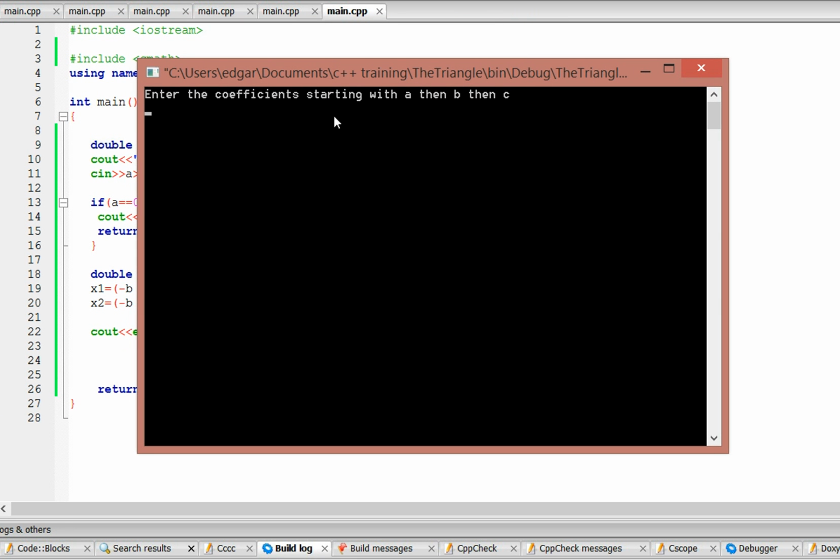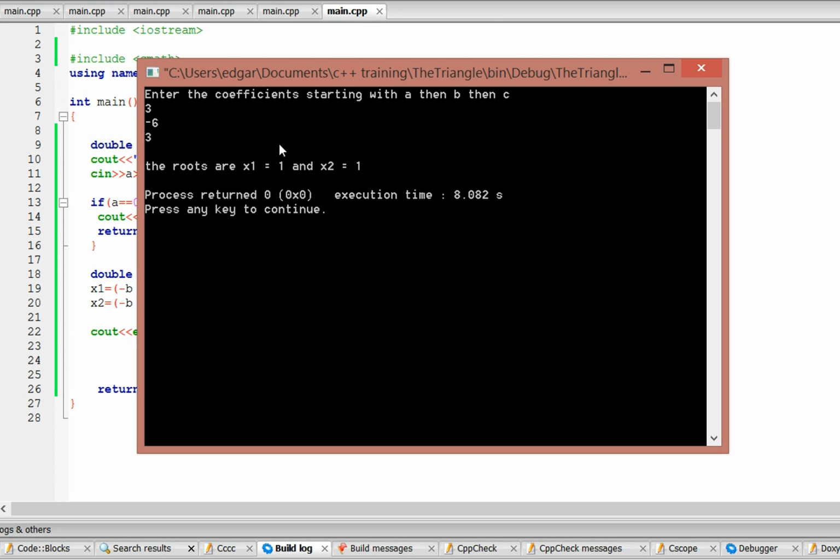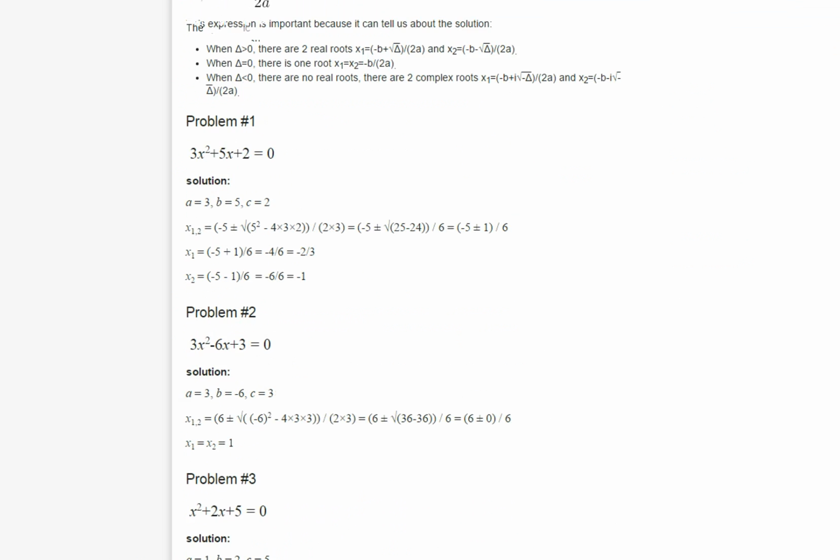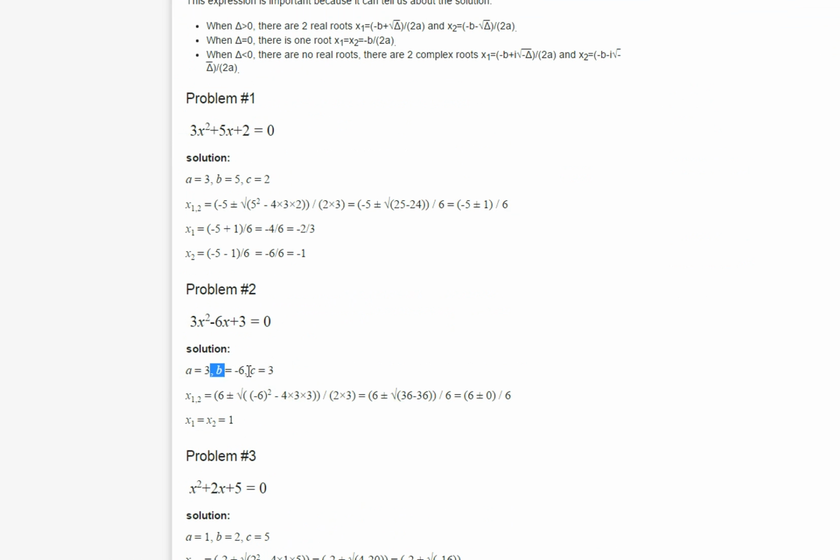So it says enter the coefficients starting with a, then b, then c. So let's say 3, negative 6, and 3. The roots are 1 and 1, and that is correct. Let's try another one. You see 3, negative 6, and 3. It's x1 equals x2, which is 1.